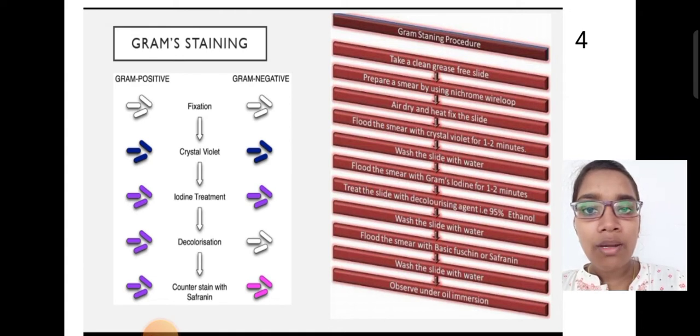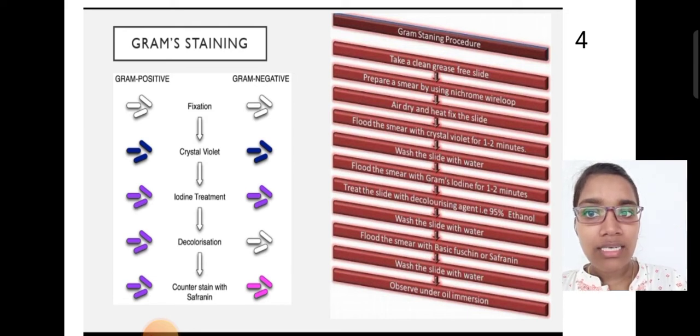Then we add the gram's iodine, which forms a complex with the magnesium ribonucleotide, and it fixes on the gram positive bacteria, and after that it is washed with water. We have to add ethyl alcohol, which is acting as a decolorizing agent, which decolorizes the gram negative bacteria and doesn't decolorize the gram positive bacteria, because the gram positive bacteria contains a thick peptidoglycan layer and the gram negative bacteria contains a thin peptidoglycan layer.